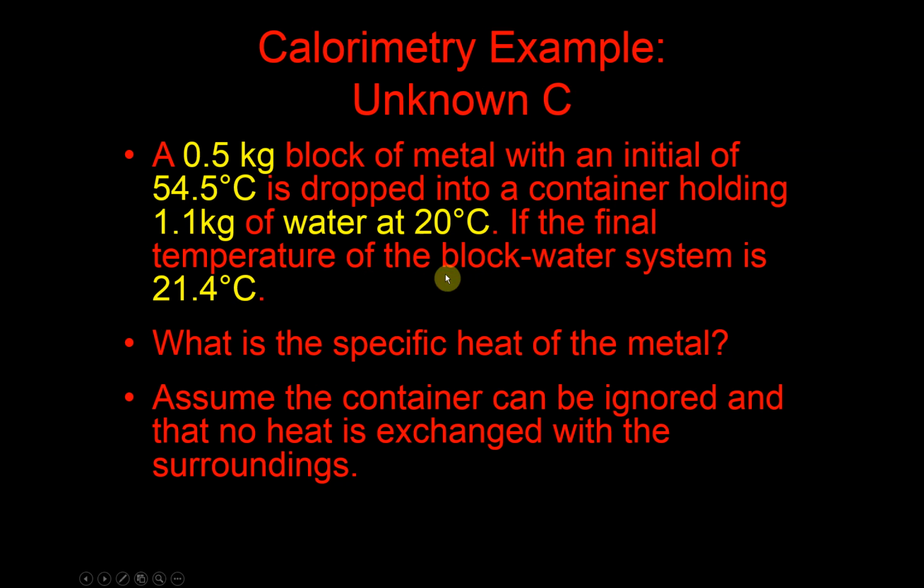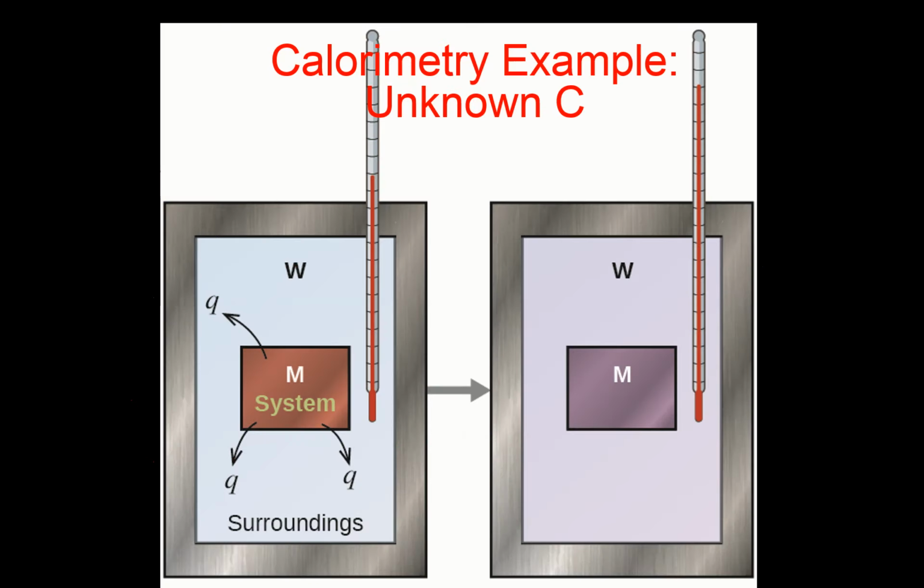So we put our hot metal into the water. It increases the temperature of the water from 20 Celsius to 21.4. We want to find out what C is. Let's assume the container can be ignored, so there's no exchange of heat with the surroundings or the container itself. So there's the kind of system we're talking about. Here's our container, our perfect insulator.